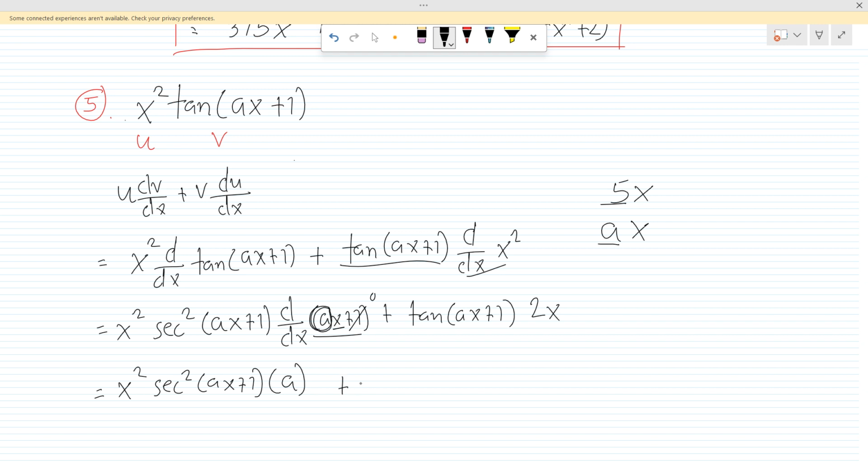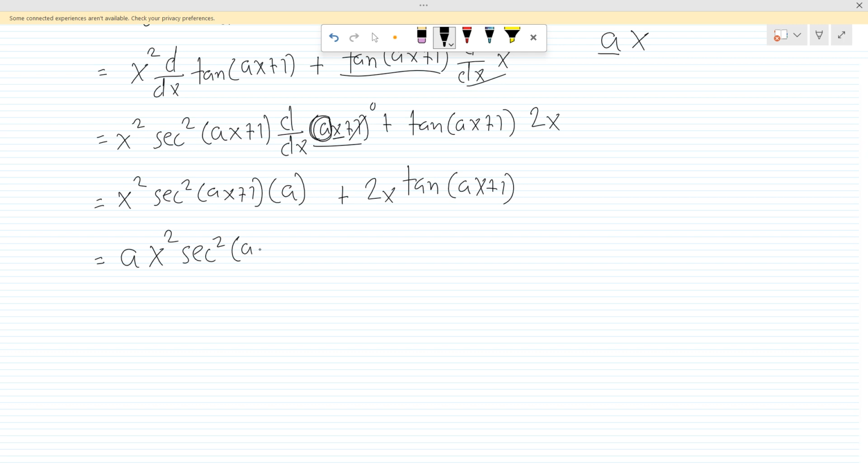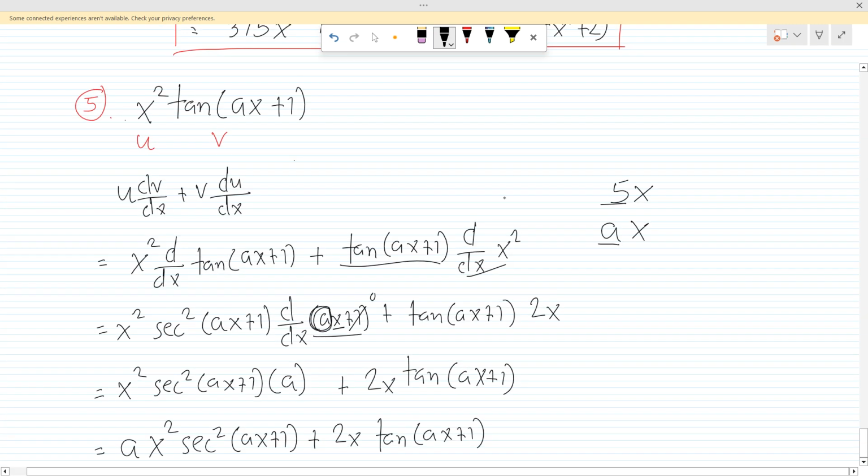Then plus 2x tangent of ax plus 1. So we have here, copy, x squared times a secant squared of ax plus 1 plus 2x tangent of ax plus 1. So this would be our final answer. Okay, so take a screenshot.